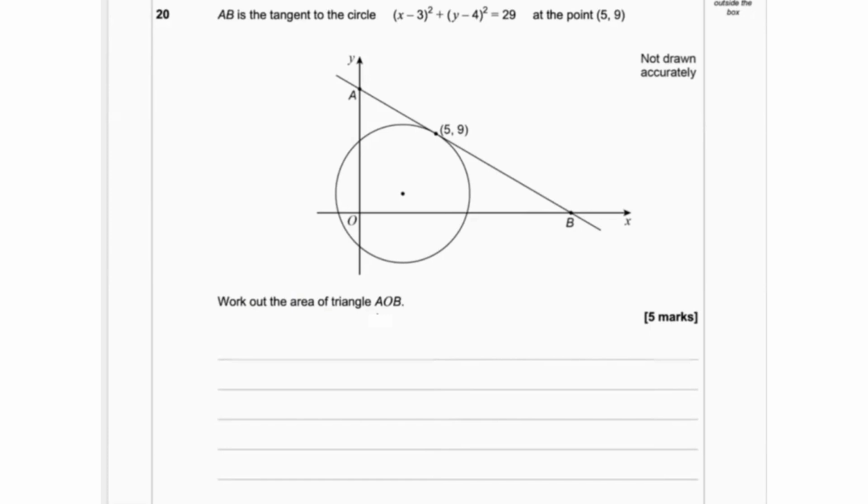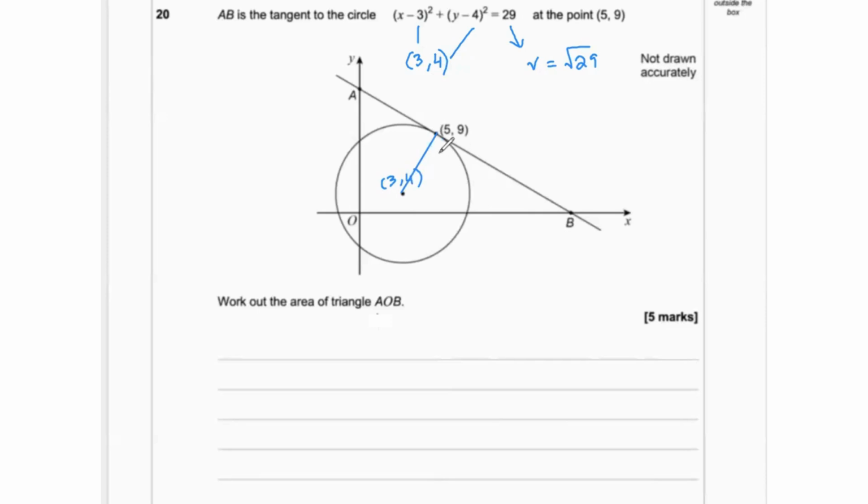So for the area of triangle AOB, first you need to know that this gives you the coordinates for the center of the circle, and this is your radius. Root 29 is going to be your radius. Now, this is (3, 4). And if we connect this point with this, this is your radius.